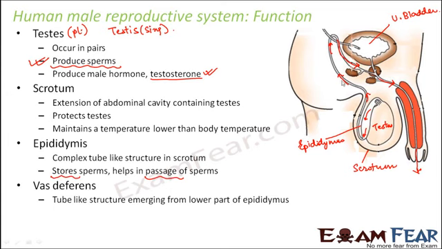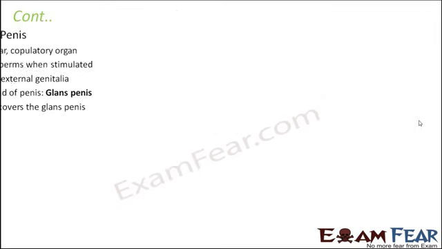This portion of the tube-like structure is known as vas deferens. It opens to the ejaculatory duct, and this is the ejaculatory duct. Ejaculation means giving out sperms to the exterior, to the outside. That is called ejaculation, and the duct which does this is called the ejaculatory duct. So that is the vas deferens.